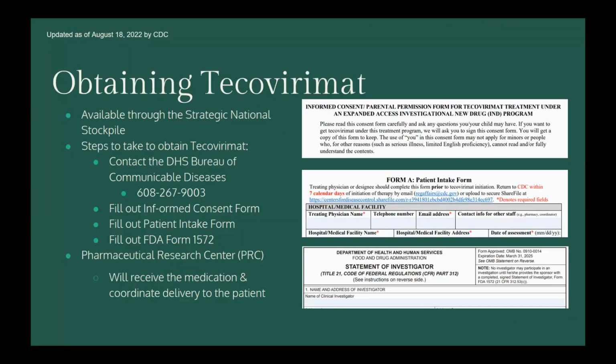So in the state of Wisconsin, it is required that these forms all be filled out and then sent to the DHS Bureau of Communicable Diseases. DHS Communicable Diseases will then send this out to the CDC to request the medication on our behalf. So once we fill out the forms and send them out, our lovely PRC team will receive the medication and coordinate delivery to the patient.